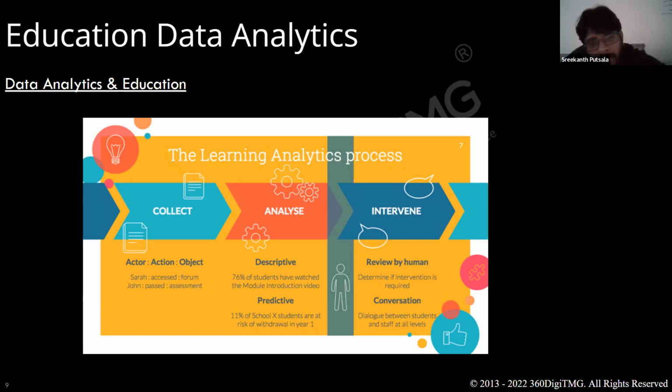Then the part comes about prescriptive analytics. What we do here is it will be reviewed by a human to determine if intervention is required or not. And the conversation, how to convert this, right? Dialogue between students and staff at all levels could convert this. What we have predicted is that only 11%, 10 students, are at risk of withdrawal in year one. So we have to bring this down.